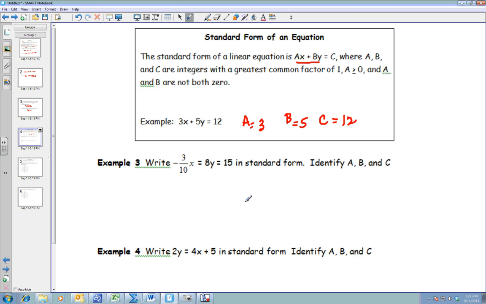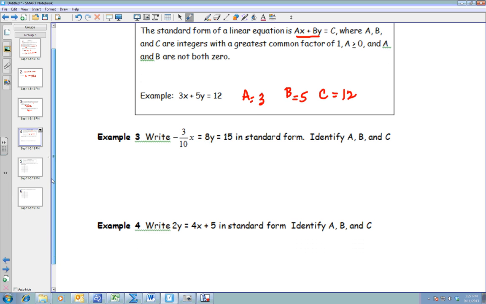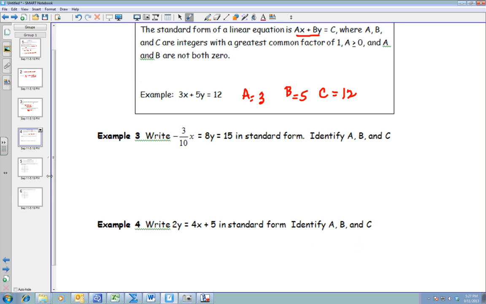Okay, so let's do example 3. We want to write this in standard form. So first of all, in standard form, we're not going to leave any fractions in our answer. So if I have negative 3/10 x equals, I have 2 equal signs in that one. I don't know why. Let's change this to a plus. I don't know what it's supposed to be, but we'll say it's going to be a plus. So negative 3/10 x equals 8y plus 15.